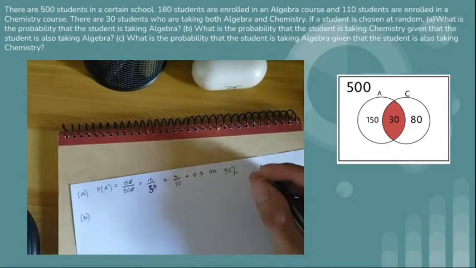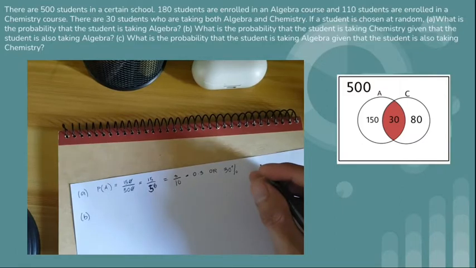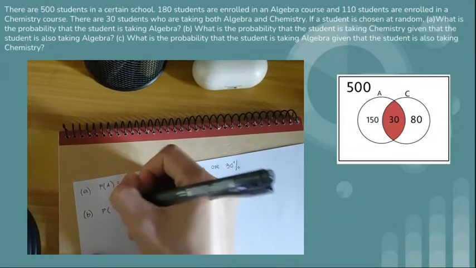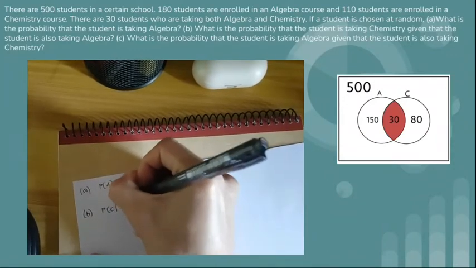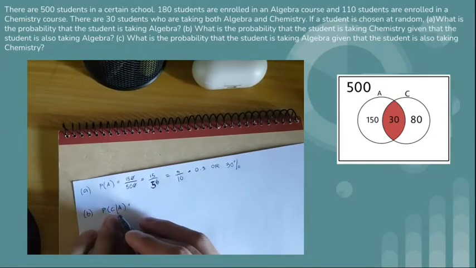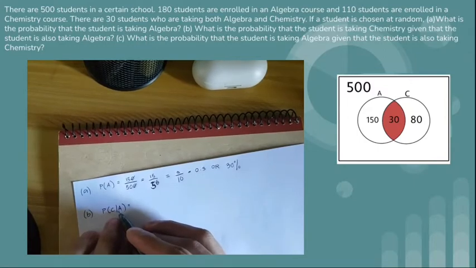Then, it asks, what is the probability that a student is taking chemistry given that the student is also taking algebra? Probability of chemistry given algebra. So, we're looking for the probability that the student is taking chemistry given that the student is also taking algebra.